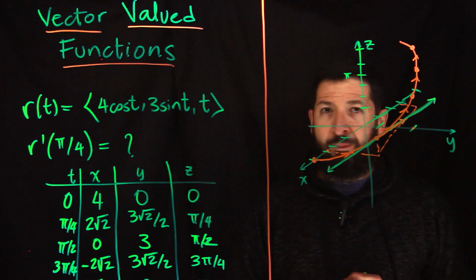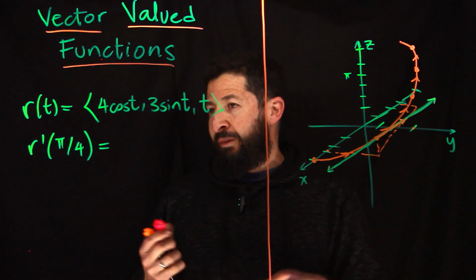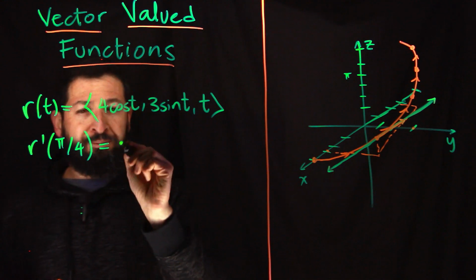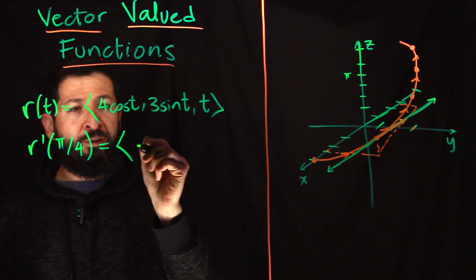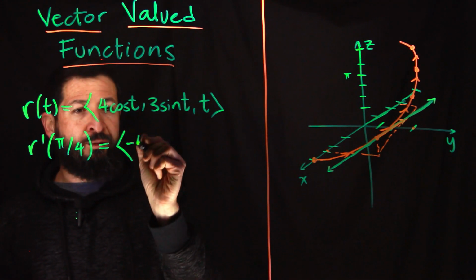So let me go ahead and erase. I'll be right back. All right, so now we're going to take that derivative that we advertised from the beginning. The derivative of the cosine is negative sine. So -4 sine.